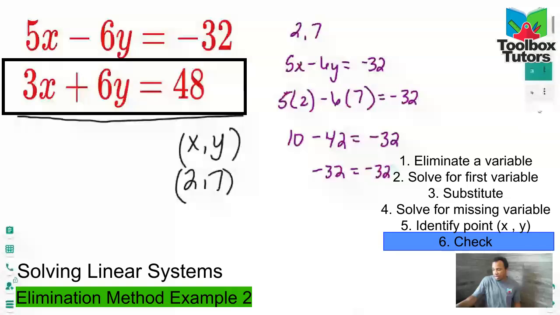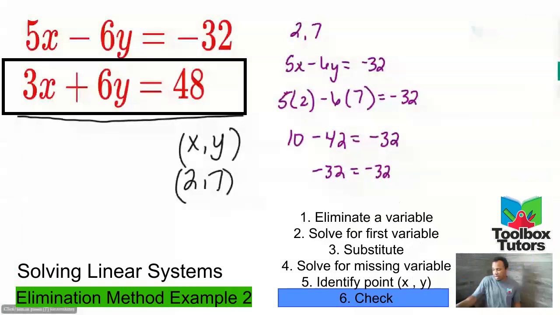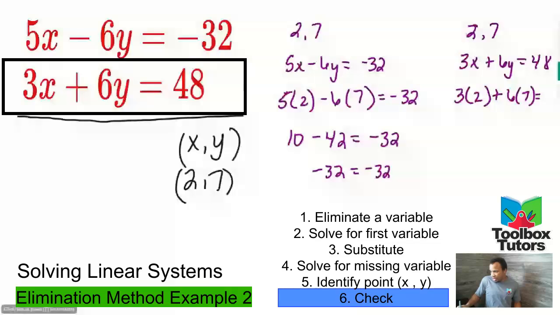From here, we have (2, 7) again, and this time we plug it into 3x plus 6y equals 48. So that's 3 times 2 plus 6 times 7 equals 48. So 3 times 2 gives us 6, plus 6 times 7 gives us 42, equals 48. Now 6 plus 42 does give us 48, and 48 equals 48. So since that comes out true, we know that this point (2, 7) is the solution to this example.